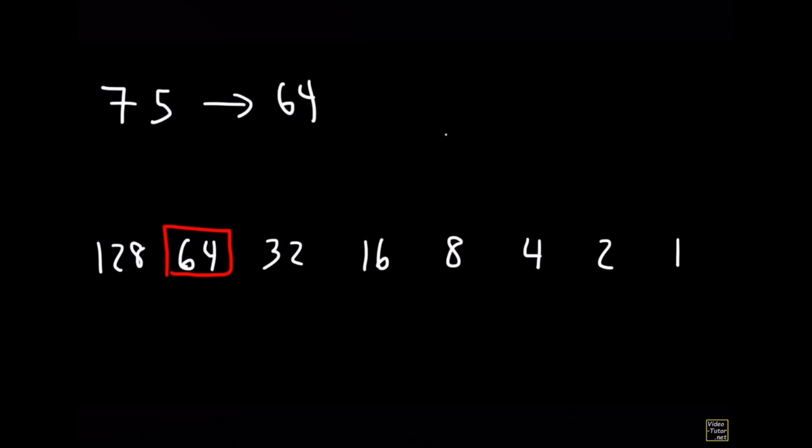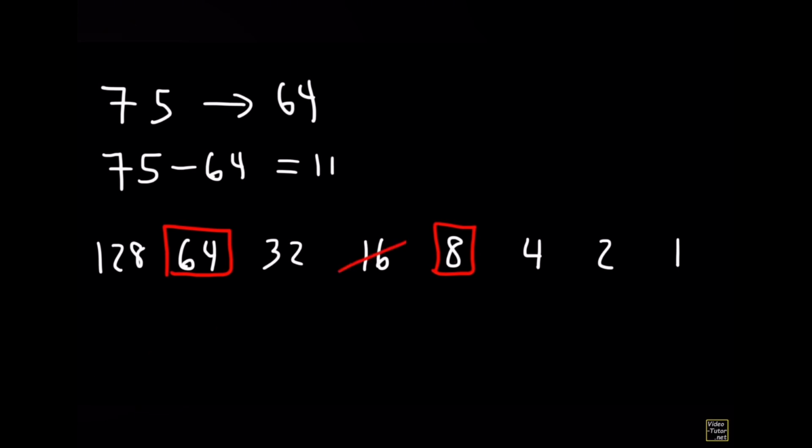Now, once you have your first number, which is 64 in this case, let's subtract: 75 minus 64 is equal to 11. So the highest power of 2 under 11 is 8. And 16 exceeds 11, so we can't use that.